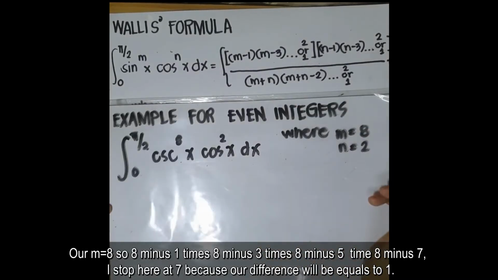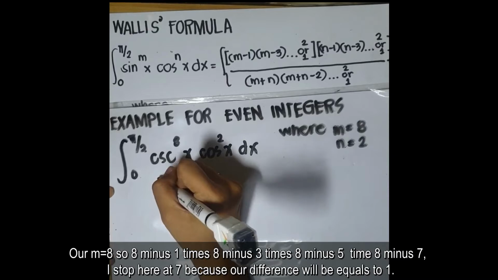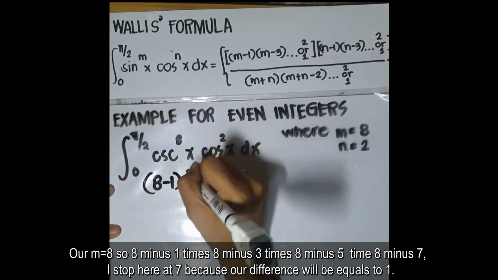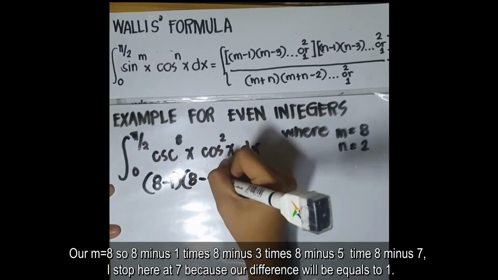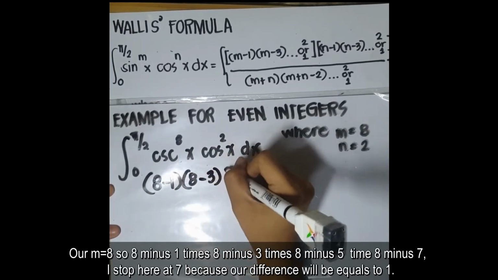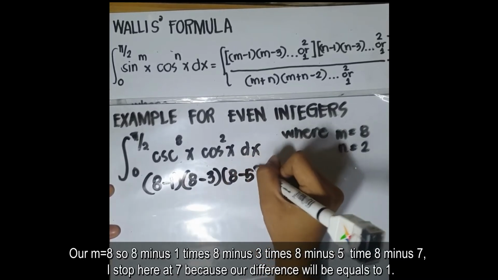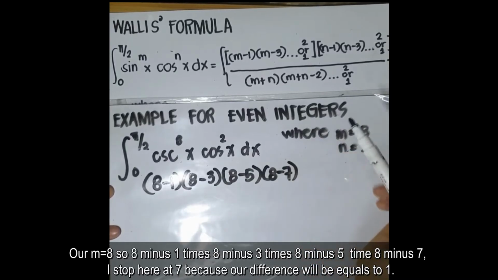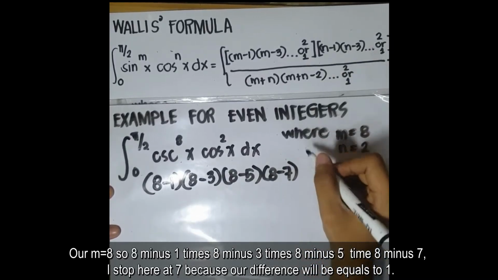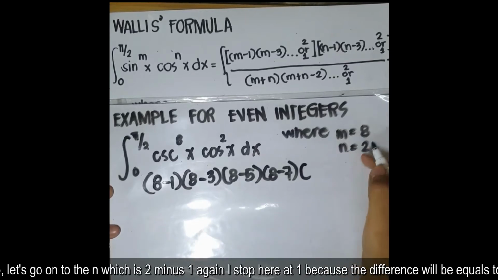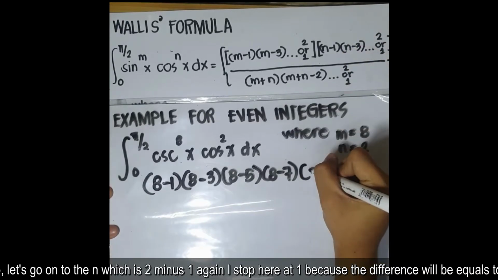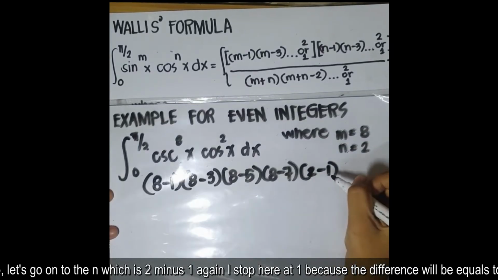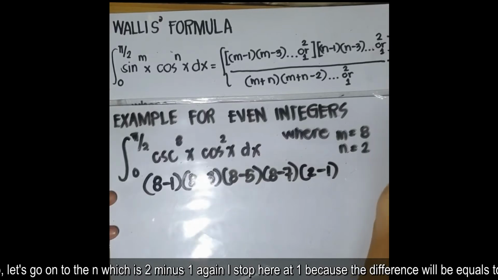Our m is equal to 3. So let's substitute the 8 to our m: 8 minus 1 times 8 minus 3 times 8 minus 5 times 8 minus 7. I stop at 7 because our difference will be equal to 1. So let's go on to the end, which is 2 minus 1. Again, I stop here at 1 because our difference will be equal to 1.